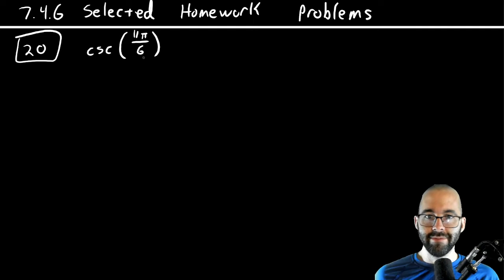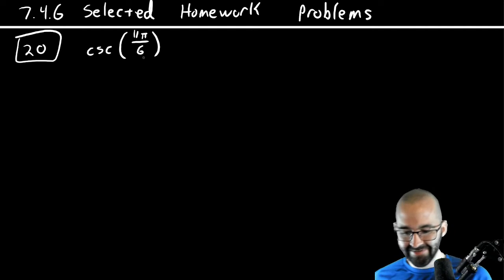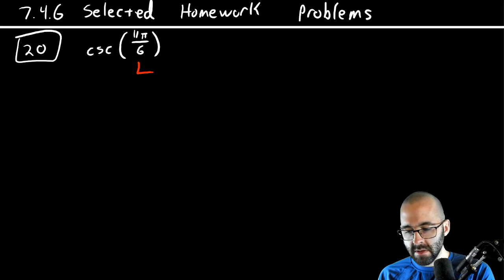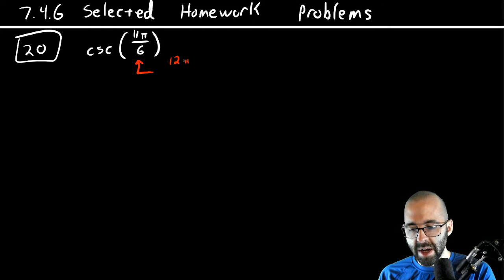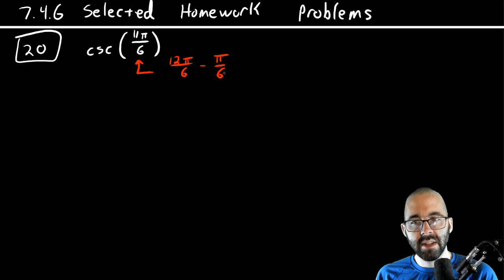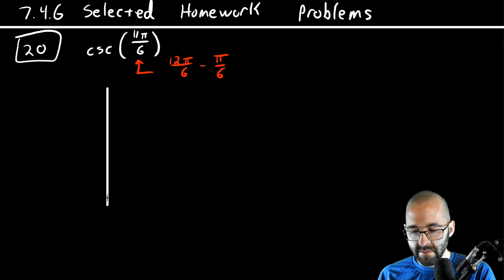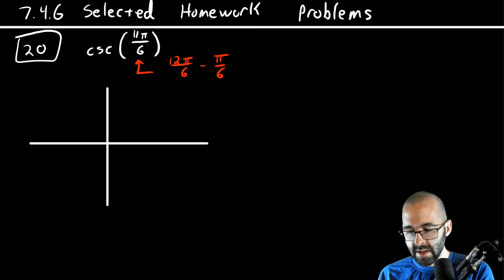And remember, this is almost 12 pi over 6. It's almost 12 pi over 6, but it's missing pi over 6 to get there. 12 pi over 6 is 2 pi, so this correlates to almost 2 pi. Almost 2 pi, but then we're missing pi over 6, which is 30 degrees.